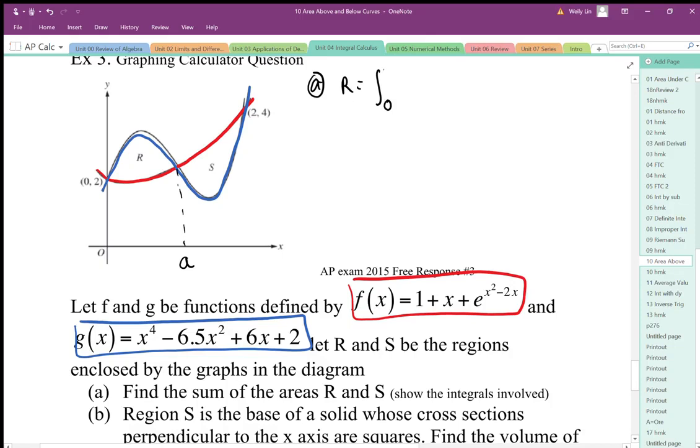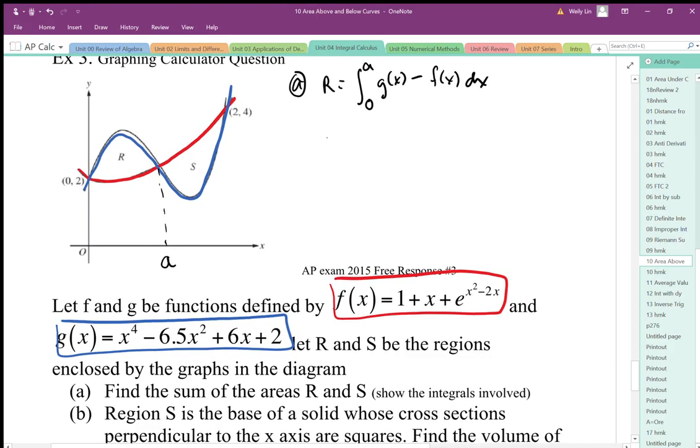So I'm going to integrate from 0 to A, and I want the g function on top because that is the upper function. I'm going to subtract the lower function, which is f of x, dx. So that would be the area R. The area S is going to be integrating from A to the x value of 2, and now the red function is above the blue function, so we write it as f of x minus g of x, dx. So those are the integrals involved in finding those two areas.